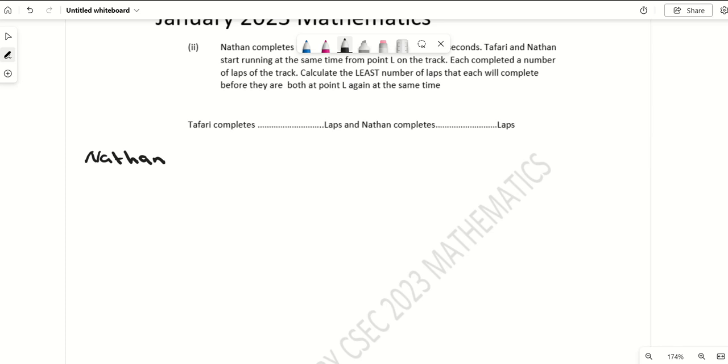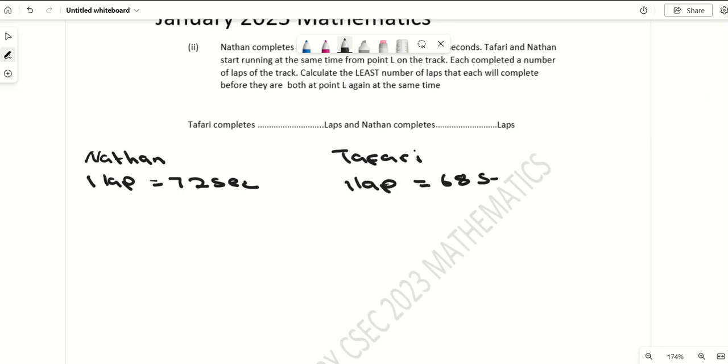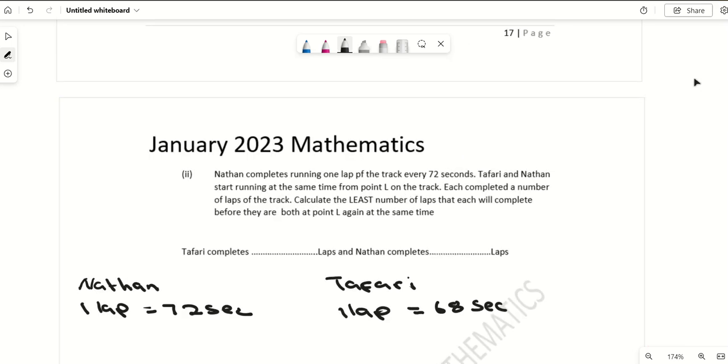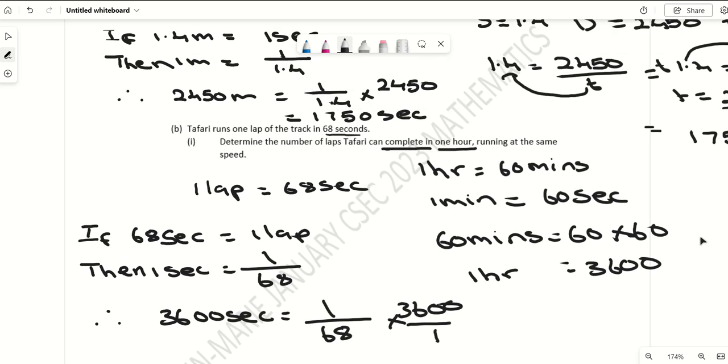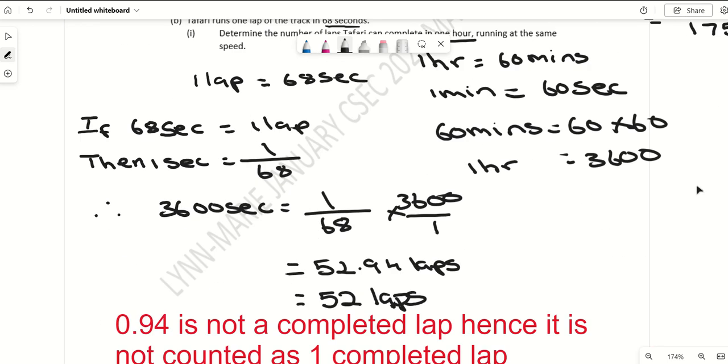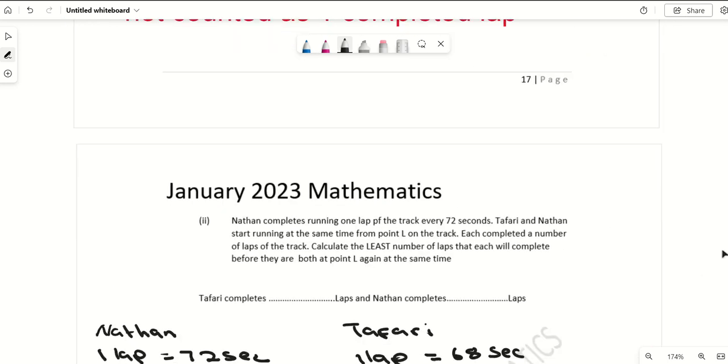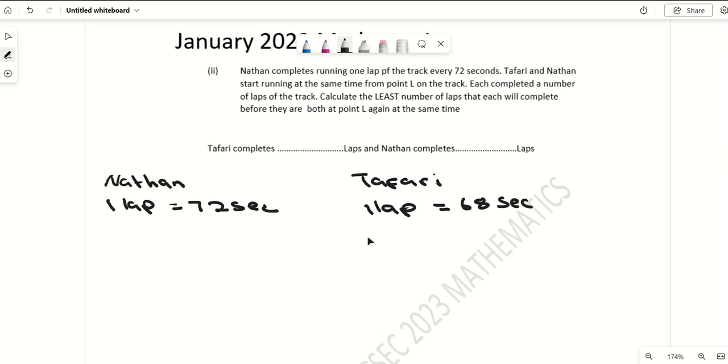Nathan takes 72 seconds for 1 lap. So for Nathan, 1 lap is equal to 72 seconds, right? And for Tafari, 1 lap is equal to 68 seconds. That's from what they said above. They didn't say it in this question, but they said it in this question that Tafari takes 68 seconds to run 1 lap, right? So we're just going to put that so far.